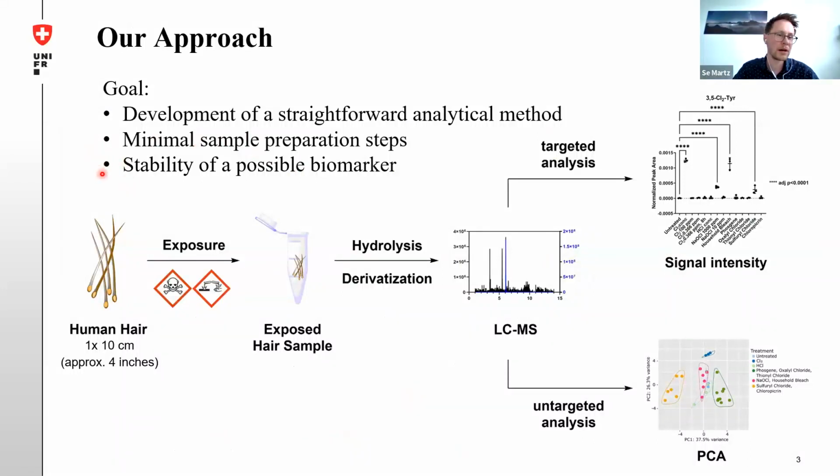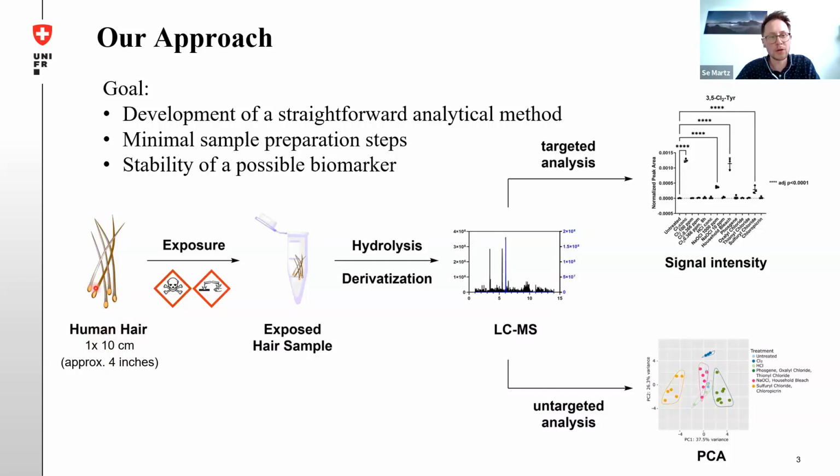And as a third goal, we wanted to find a possible stable biomarker, because for a biomarker to be useful, it needs a high stability. You can imagine that if you have an analytical sample from a war zone, for example, it takes a lot of time until this sample can be analyzed in a laboratory. And that's why stability is actually a key factor. And so that's why we went for human hair as our matrix.